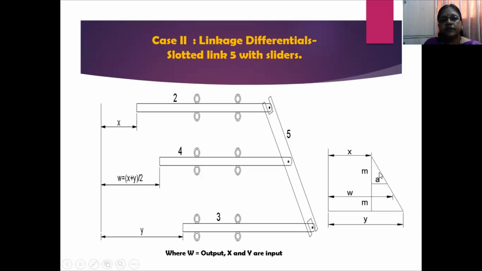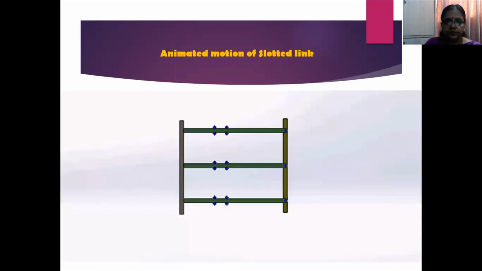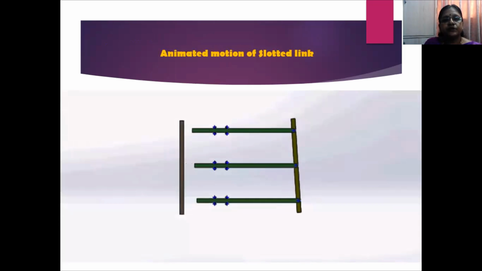This is the two triangles, the smaller triangle and the bigger triangle. If the distance between link 2 and link 4 is equal to link 4 and link 3, then you just take the ratios of the sides of these similar triangles, and you can obtain W is equal to (X plus Y) by 2. Here we can see the animated motion of this slotted link again, where 2 and 3 are given X and Y differential displacements, and observe that link 4 is having an output displacement of (X plus or minus Y) by 2.